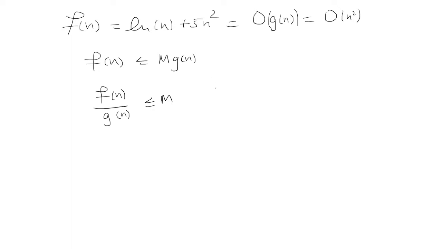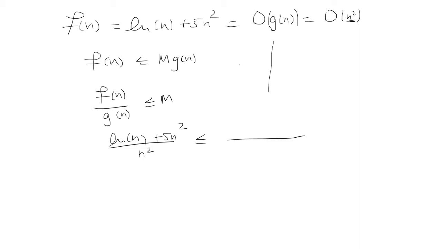So this is how you want to do it. f of n is ln of n plus 5n squared. g of n is what we want to show here, n squared. Okay, so we want to find something bigger. M is going to be a nice number. Okay, so what we see here is there's two terms, and one of them is in terms of n squared. So can we find a bigger function of n squared that is bigger than ln of n?